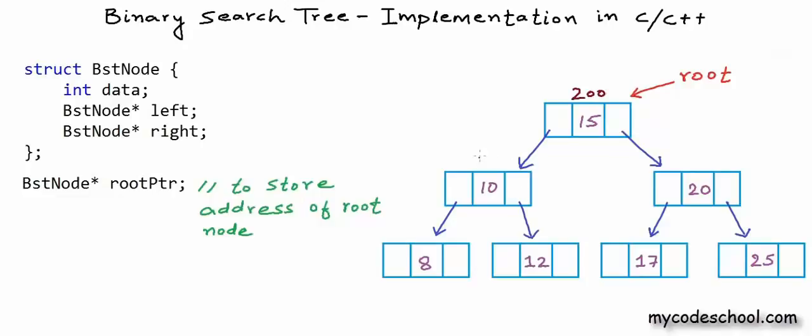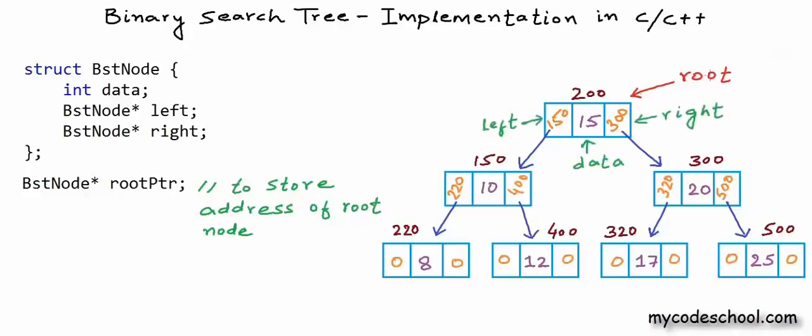And I'll assume some random addresses for all other nodes as well. Now I can fill in these left and right cells for each node with addresses of left and right children. In our definition, data is the first field, but in this logical structure I'm showing data in the middle. Okay, so for each node I have filled in addresses for both left and right child. Address is 0 or null if there is no child.